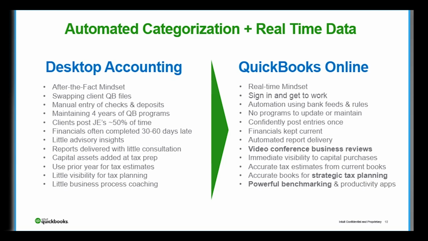All right, so let's talk a little bit about automated categorization and real-time data. You'll notice on the left with desktop accounting, it's basically a historical, or what we call an after-the-fact, mindset. No matter what you do in the desktop, when you get the data and you clean it up and you produce the financials, and then you turn over those financials or compilations to the client, that data is historical. It's old. It's not real time.